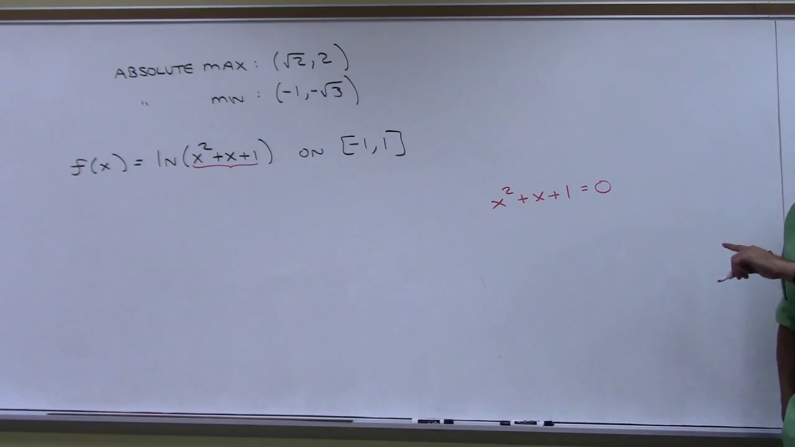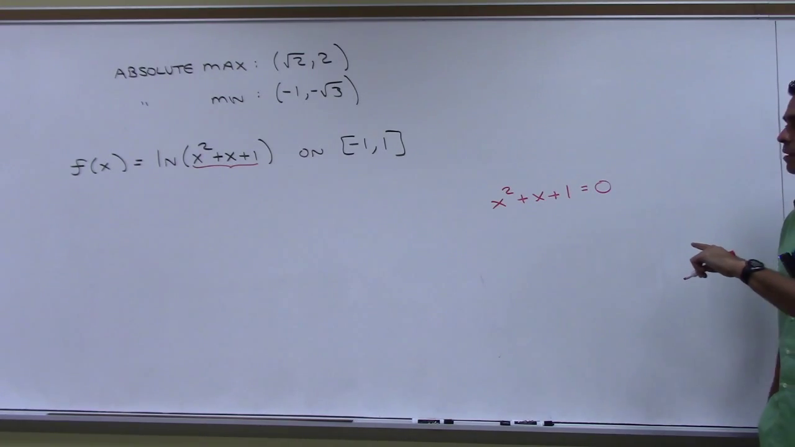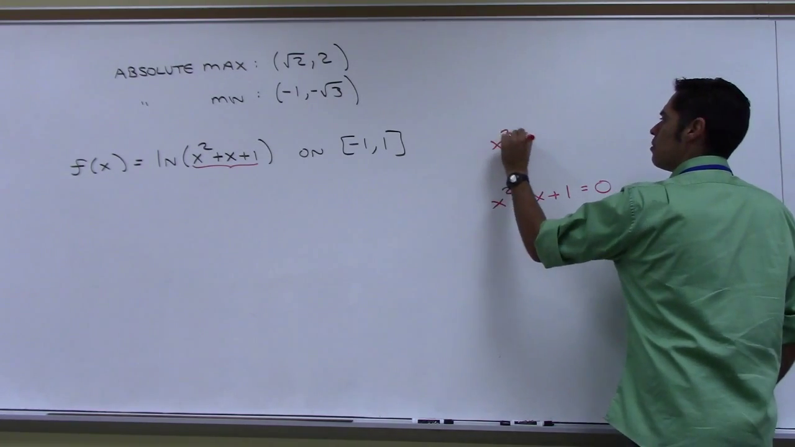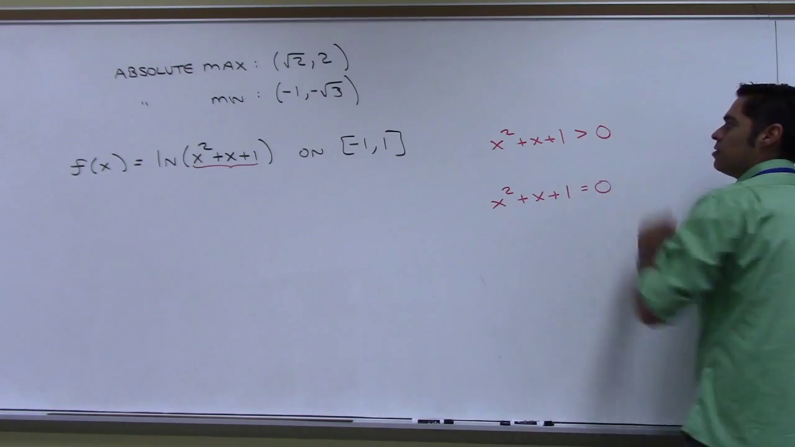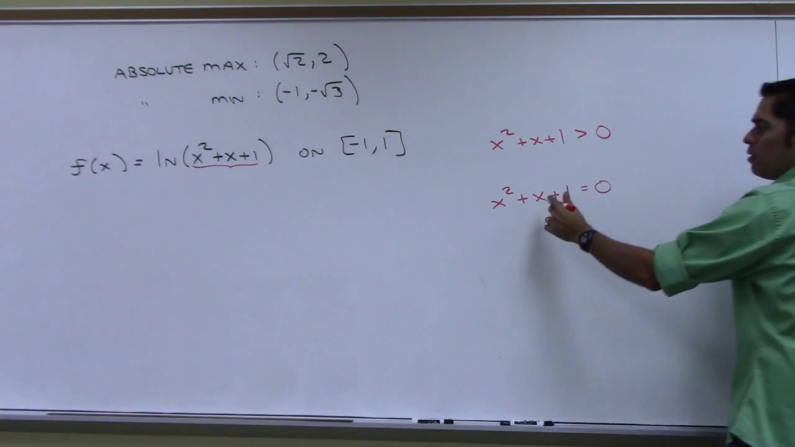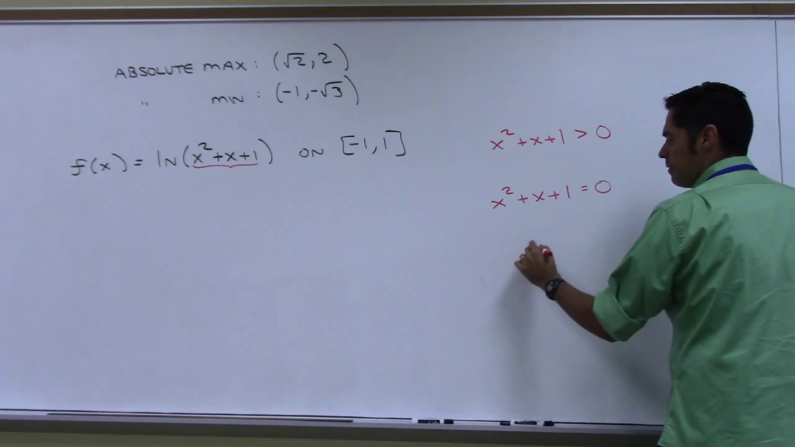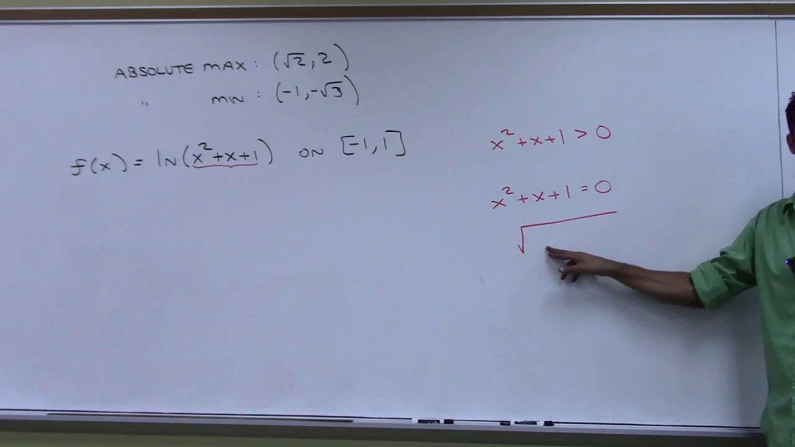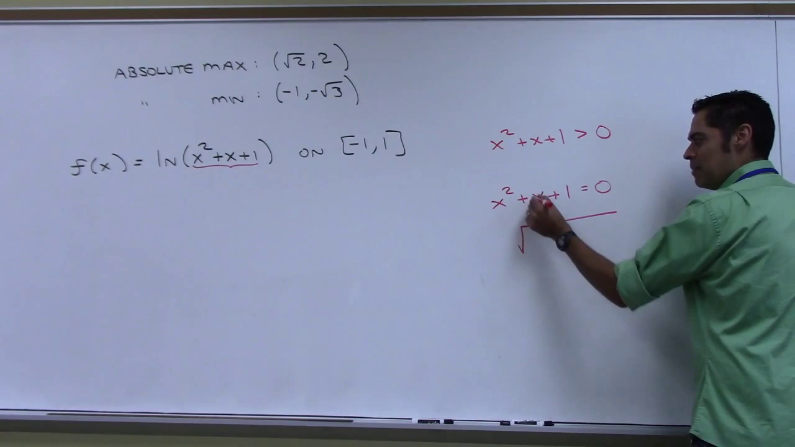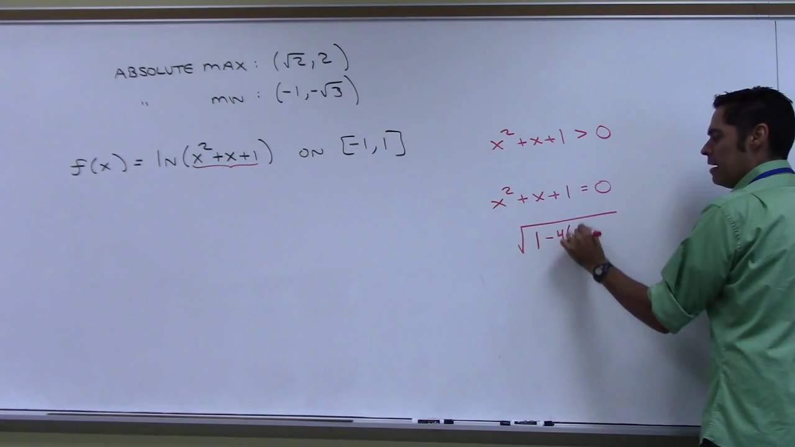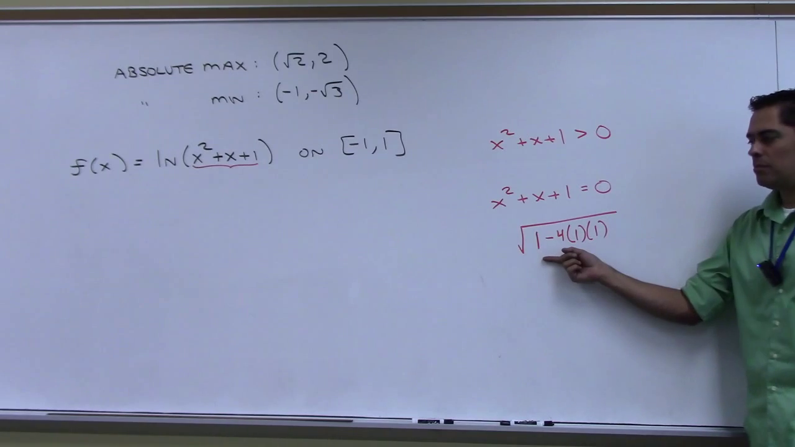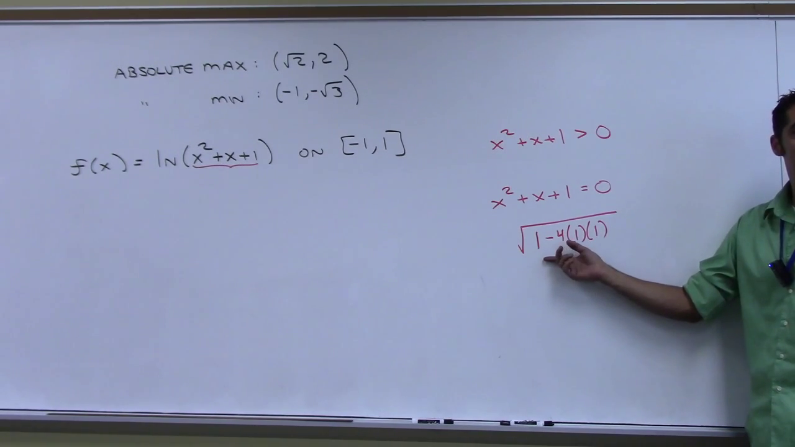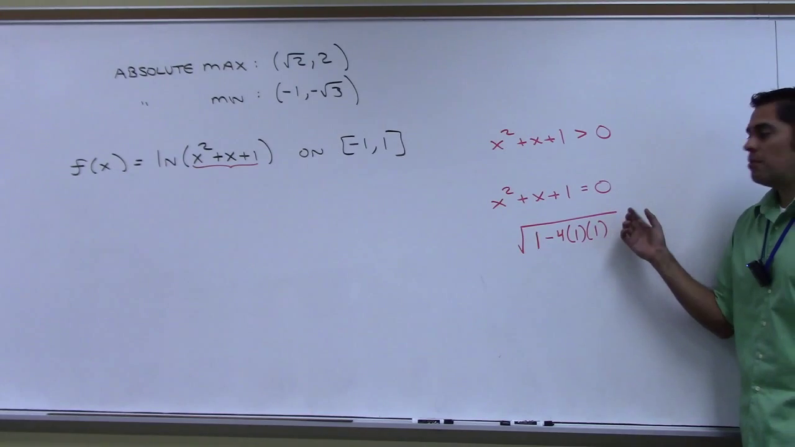Well, if you try the quadratic formula on this, what you need is x squared plus x plus 1 to be strictly greater than 0. So you try and figure out where it's equal to 0. And when you get to the part of the quadratic formula that's square root of b squared minus 4ac, b squared is 1 minus 4 times a times c. This is a negative number, right? You can't take the square root of a negative number. Well, you can't in this class.